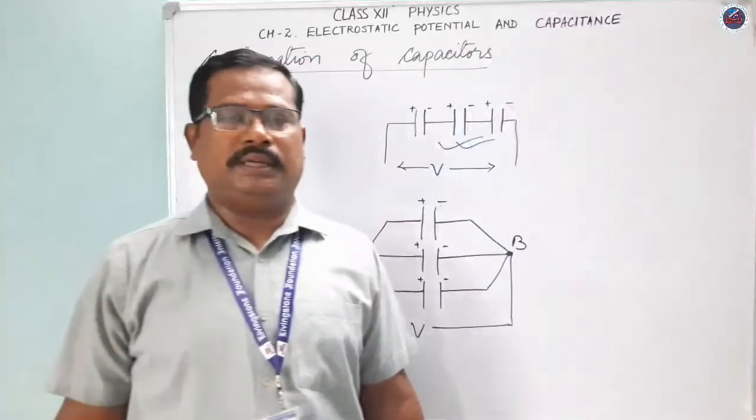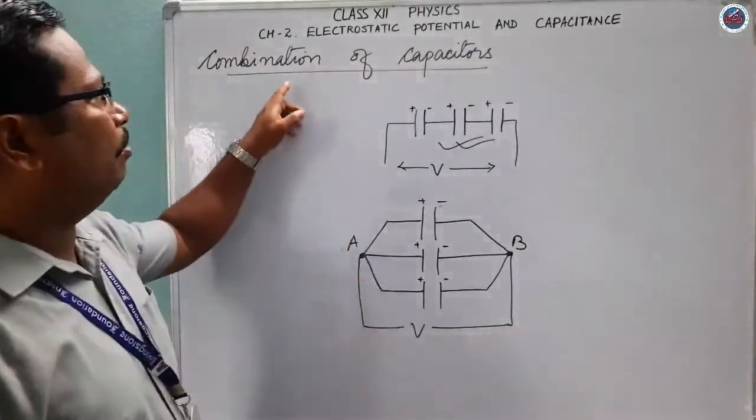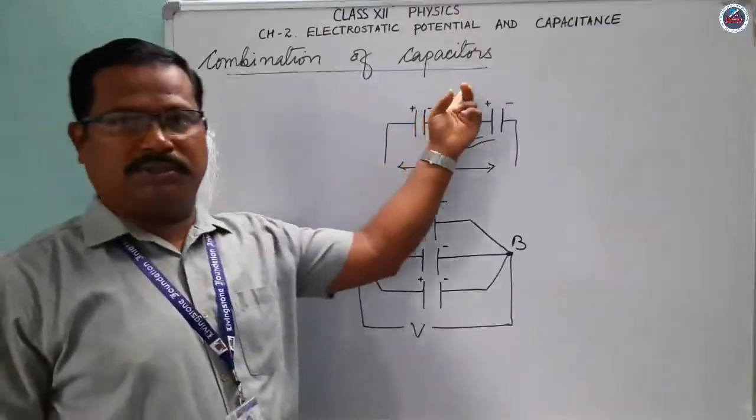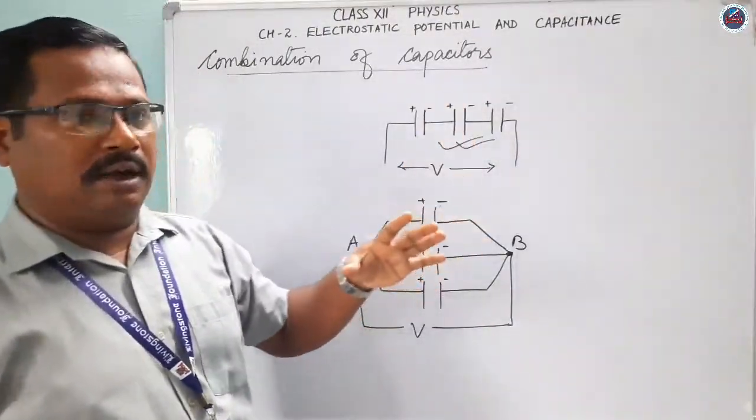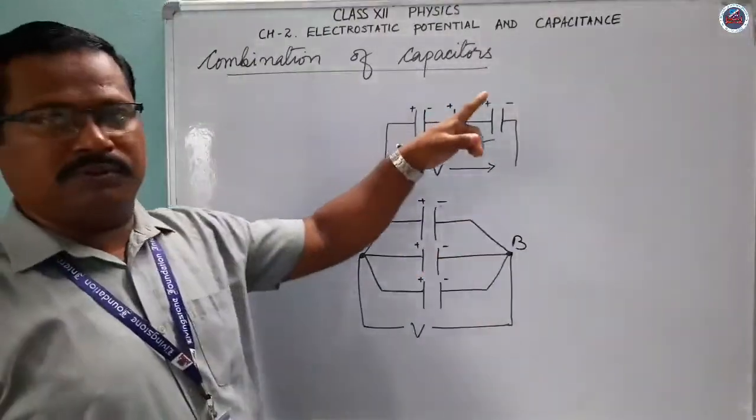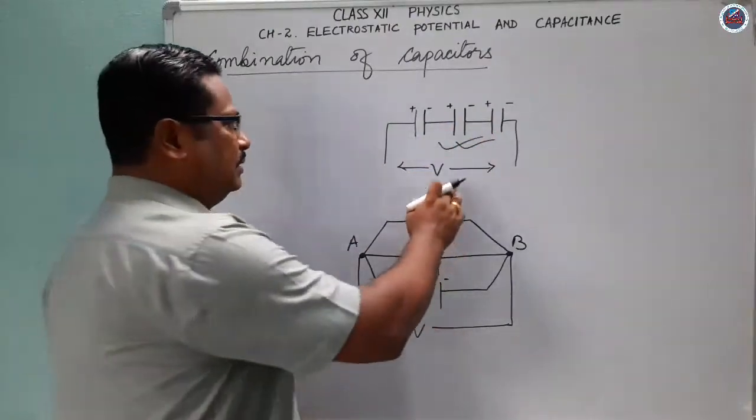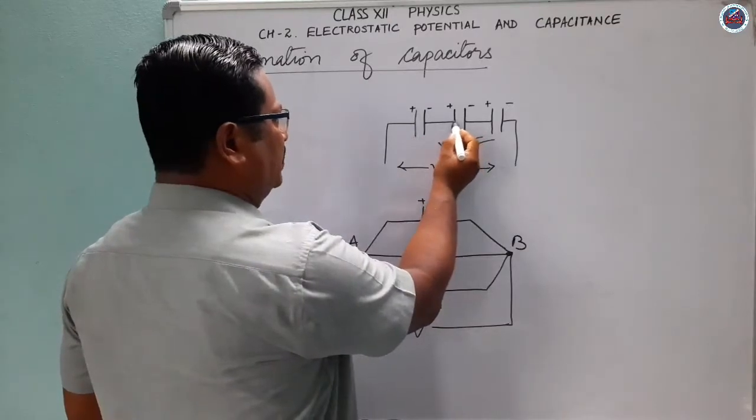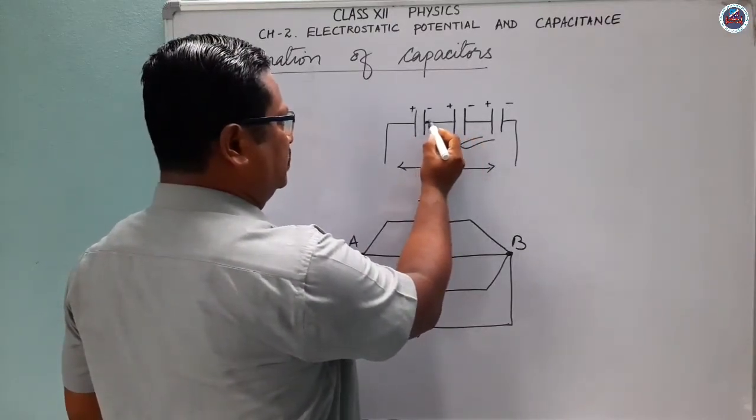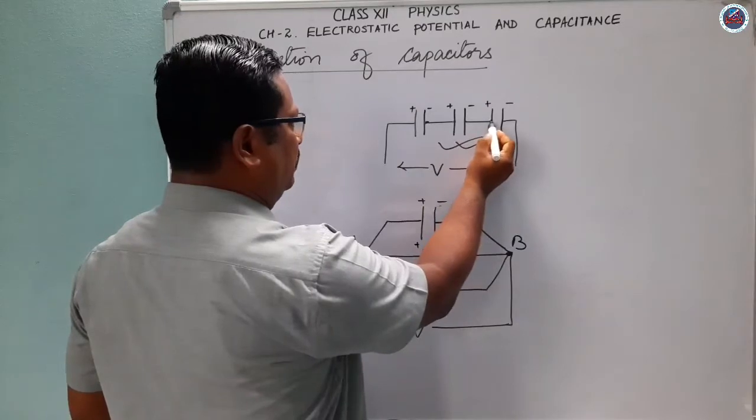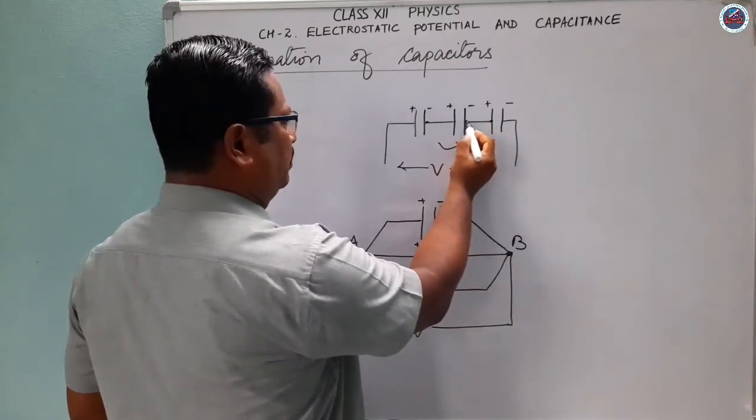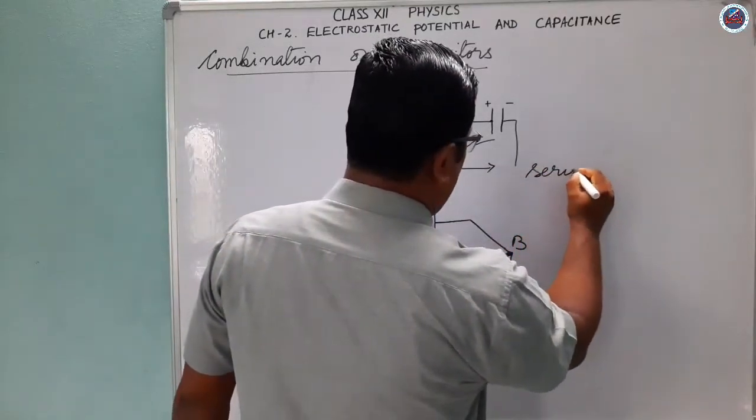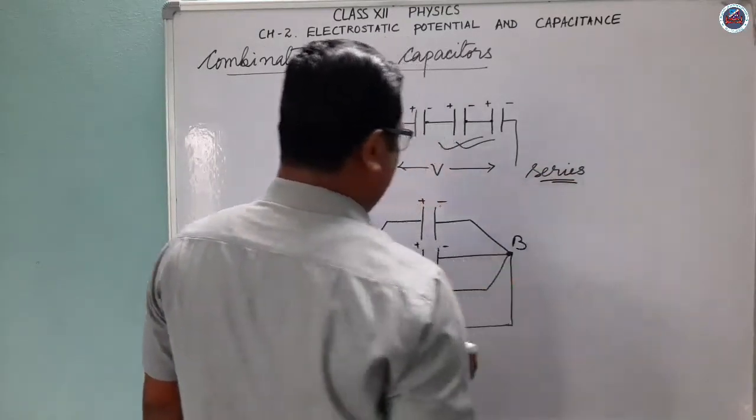Hello dear students, today we are going to learn about combination of capacitors. The heading is given, combination of capacitors, but how many types of combinations are there? First of all, we can see here this grouping. When the positive end of one capacitor is connected to the negative end of the other capacitor, then this end-to-end grouping we call the series combination of capacitors.